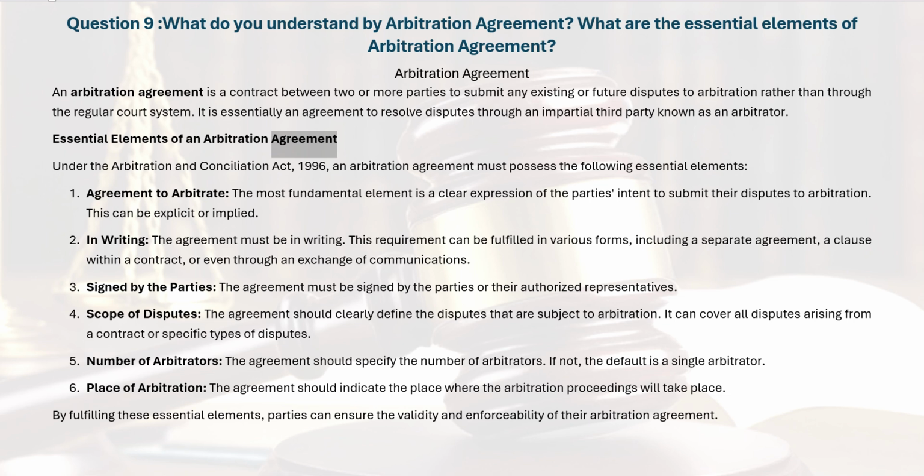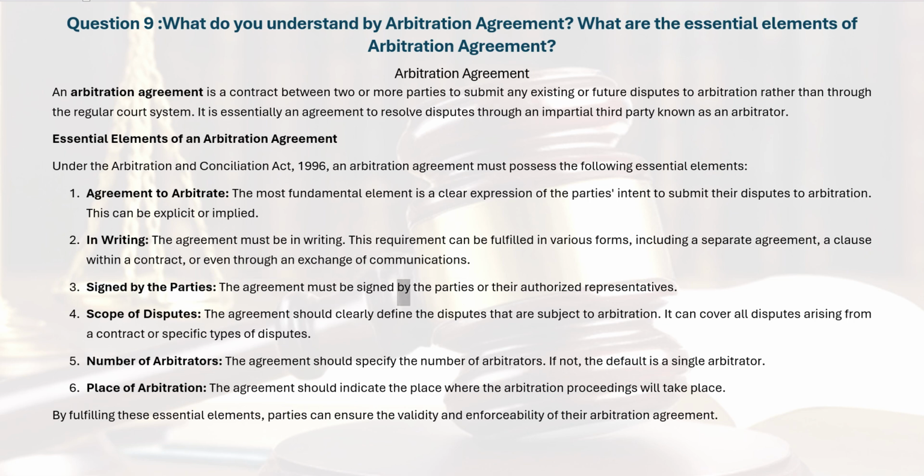Essential elements of an arbitration agreement. Under the Arbitration and Conciliation Act, 1996, an arbitration agreement must possess the following essential elements. Agreement to arbitrate. The most fundamental element is a clear expression of the parties' intent to submit their disputes to arbitration. This can be explicit or implied. In writing. The agreement must be in writing. This requirement can be fulfilled in various forms, including a separate agreement, a clause within a contract, or even through an exchange of communications.